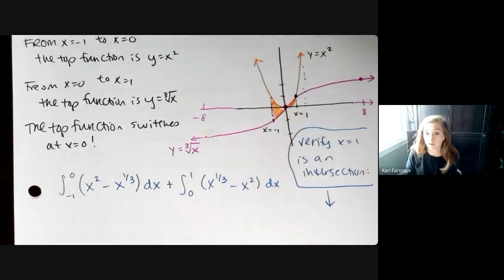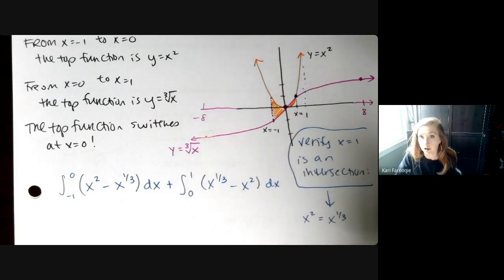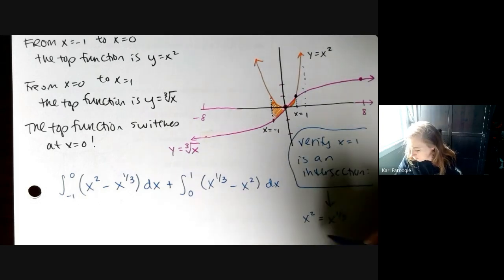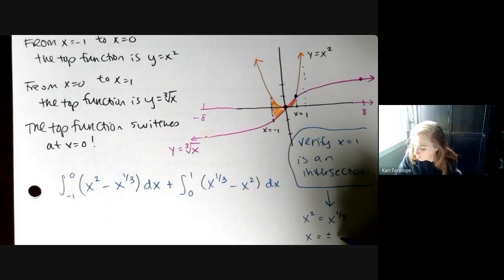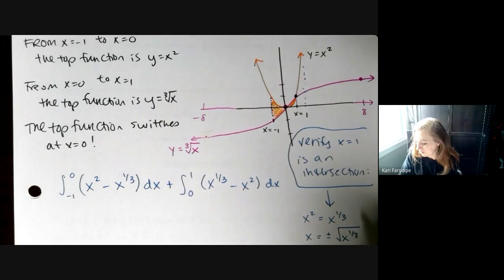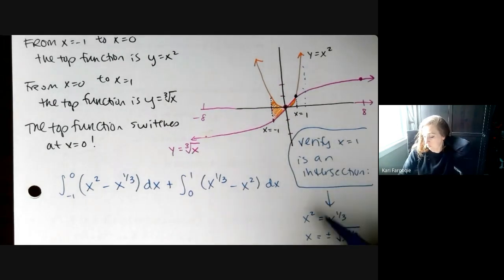And you would do that just by setting these equal to each other. So you'd say, okay, well, is x squared equal to x to the 1/3 when x equals 1? Yes, it is. You could, I guess, technically solve for this by taking the square root of both sides. x equals plus or minus the square root of x to the 1/3. I don't know, this is actually kind of messy. You could really just verify that x equals 1 is an intersection.